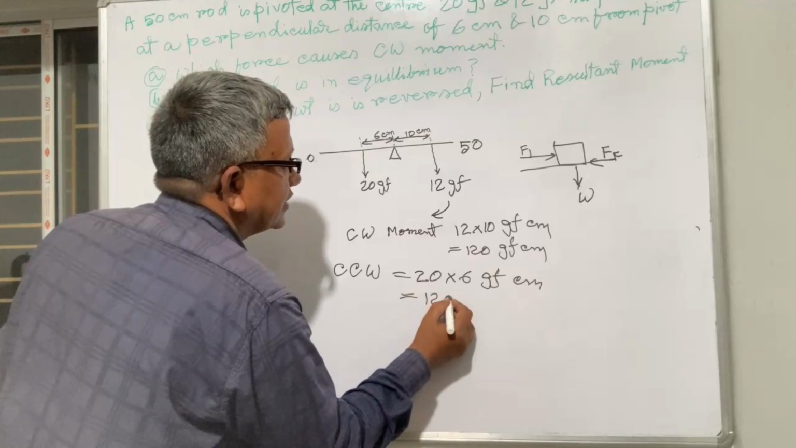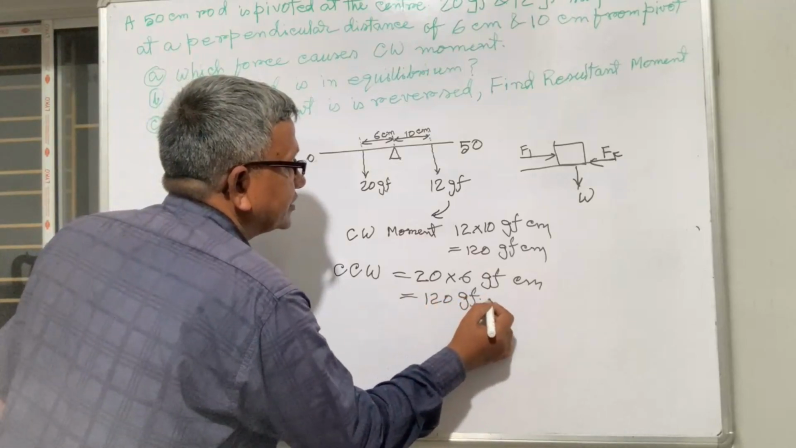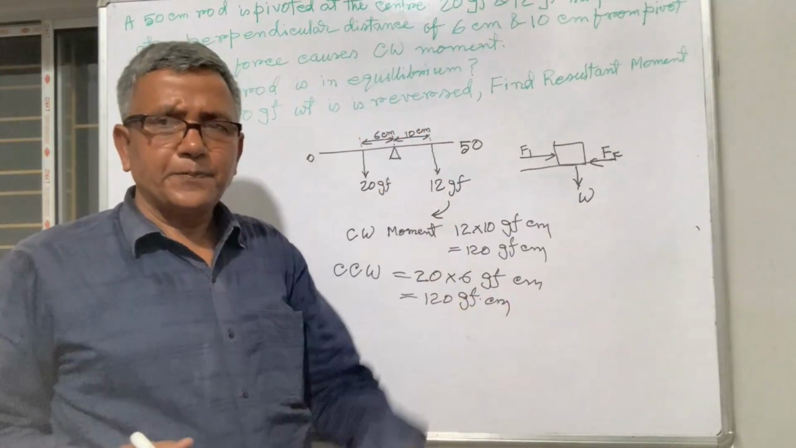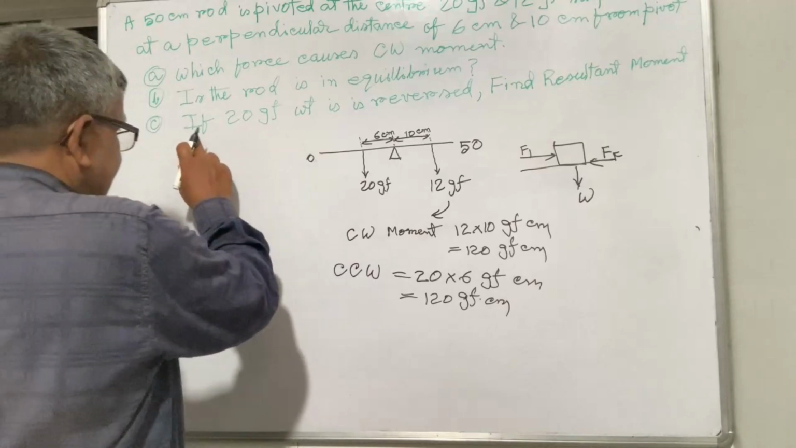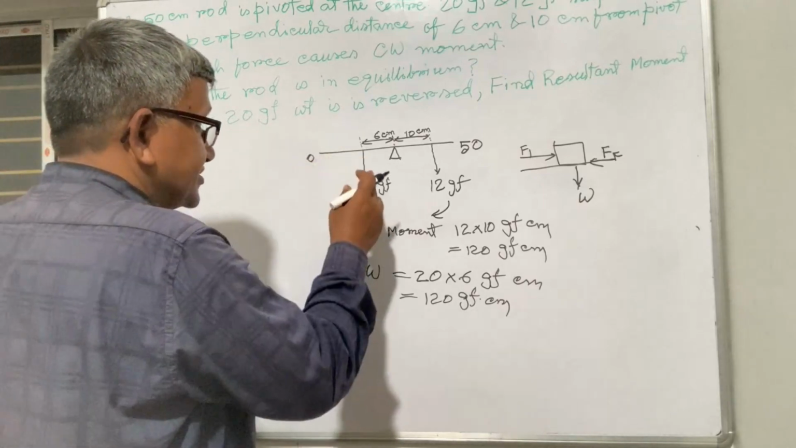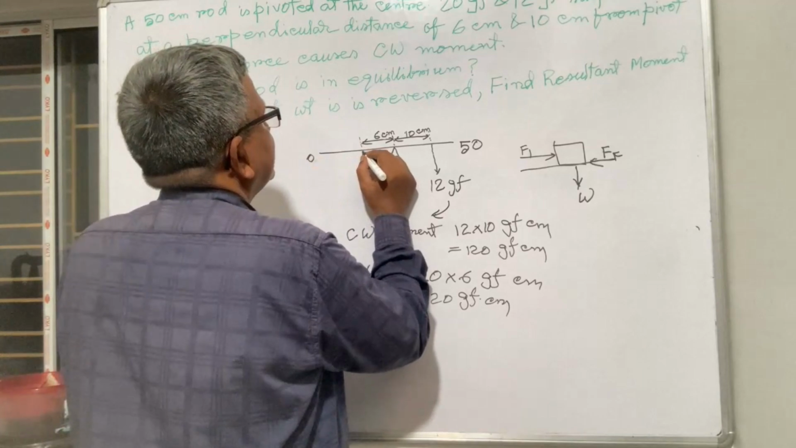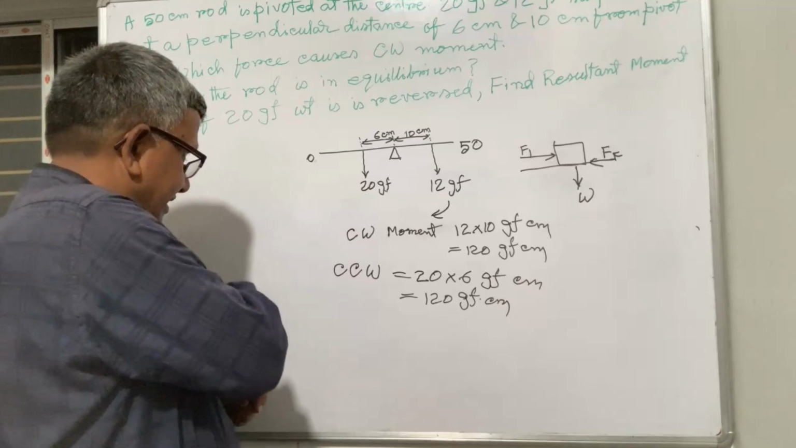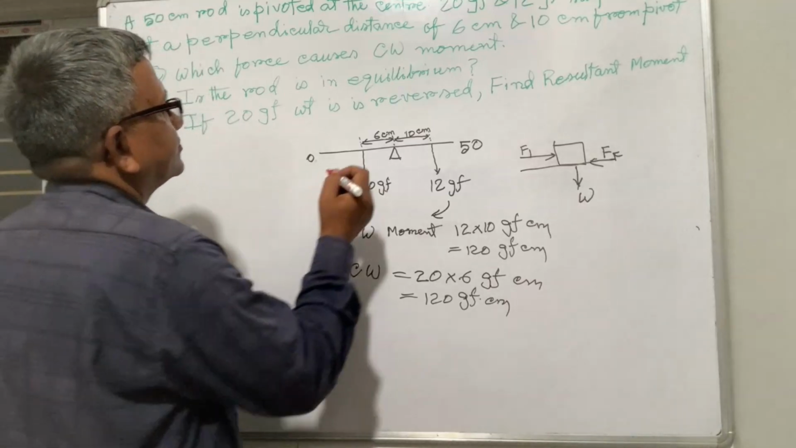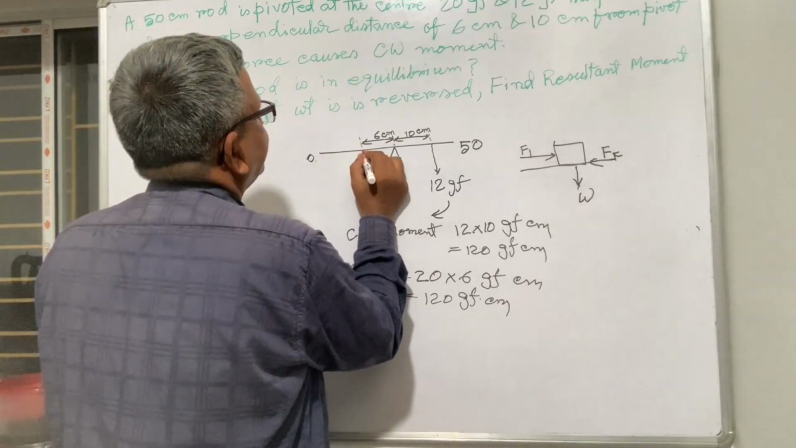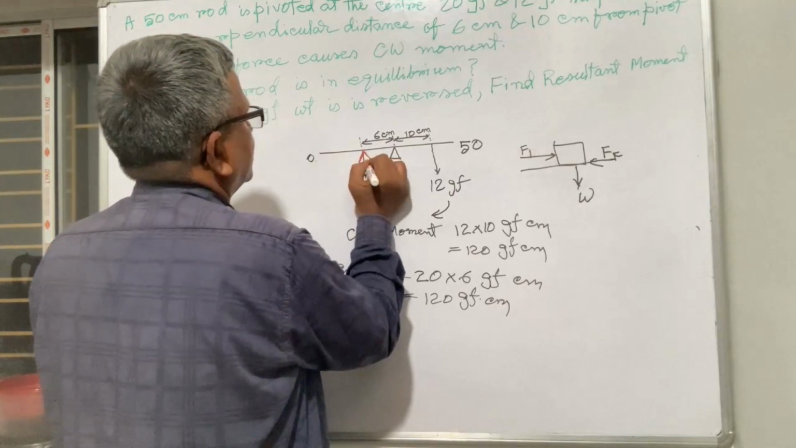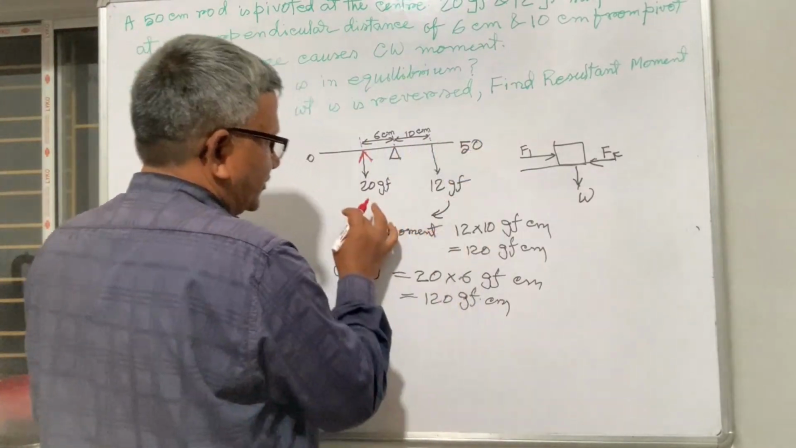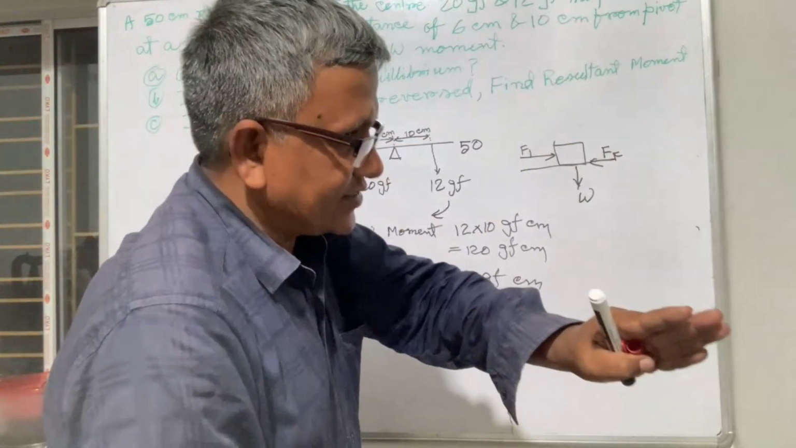120 gram force centimeter. So I can say it is in equilibrium. Third question: if the 20 gram force weight is reversed, that means if I give the force in this direction, then it will be clockwise. It is clockwise, it will tilt in this direction.